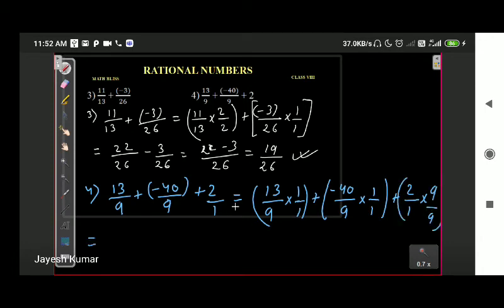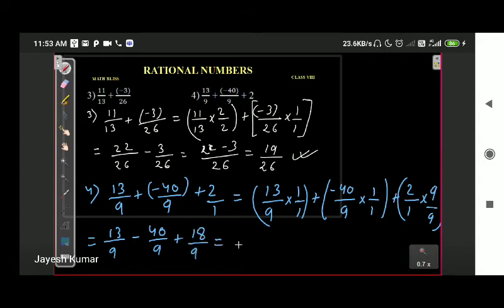So let's see, 13 upon 9 minus 40 upon 9. Why minus? Because negative, positive, negative. If we are multiplying the signs, then the sign changes. If we are adding or subtracting, the sign remains same. Plus 18 upon 9.